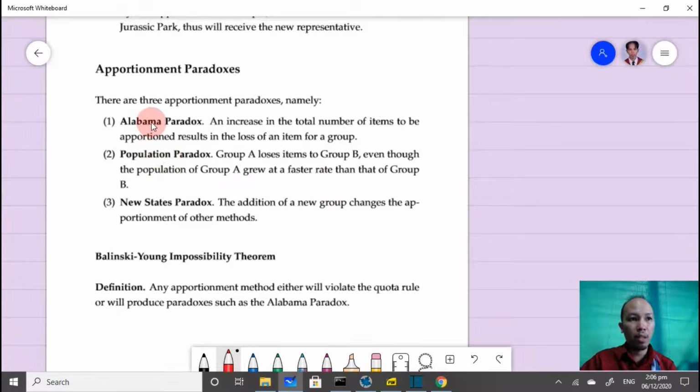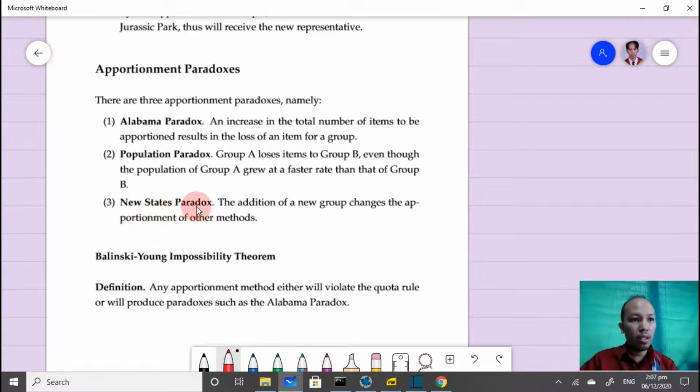So the difference between Alabama and population is that in Alabama you increase the total number of items to be apportioned, but in the population paradox you increase the population of a group. Of course, if you increase the population of a group, the total population also increases, or if it decreases, then the total decreases also. So that's the difference between the population and Alabama paradox.